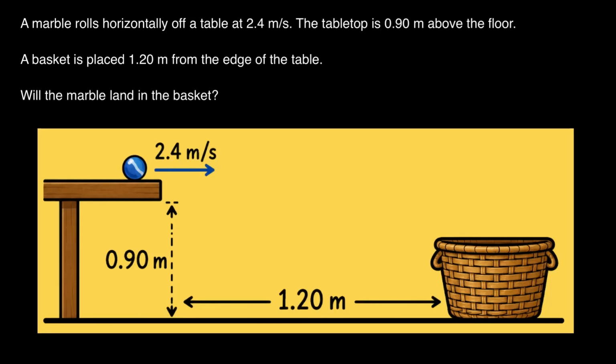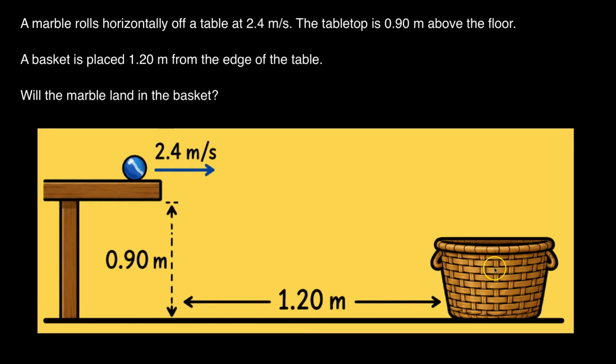Today we're going to look at a projectile motion problem. We start off with a marble that rolls off a table horizontally at 2.4 meters per second. The table is 0.9 meters above the floor, and a basket is placed 1.2 meters from the edge of the table. And so the question is, will the marble land in the basket?